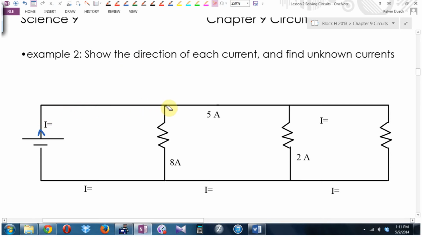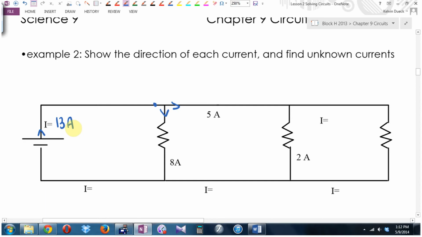Oh, here's a junction. How many amps went that way? How many amps went that way? How many amps must have been right there for that to occur? So how many amps are leaving the battery in the first place? Must be 13 amps. That's how many skiers are on the hill.